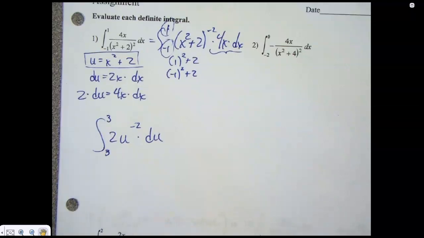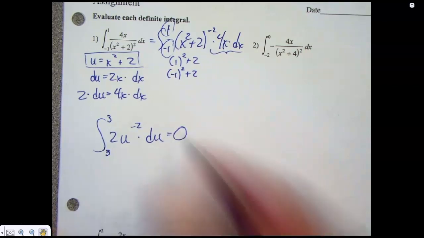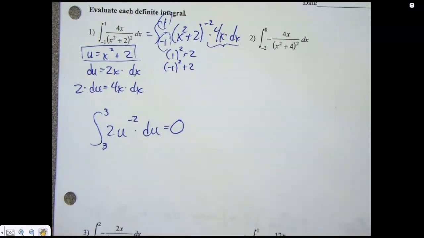So what's the base of your rectangle? 0. So what's the area then? What's the integral? What's the area? 0. So I don't even have to go any further on some of these because you end up with the same u value.